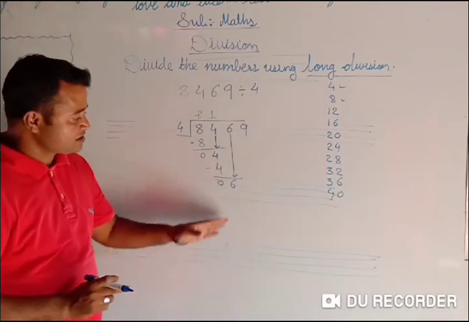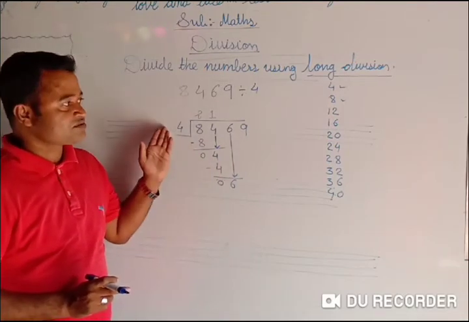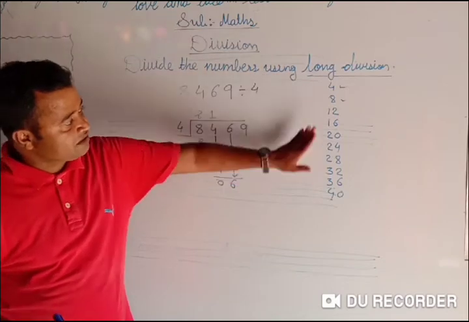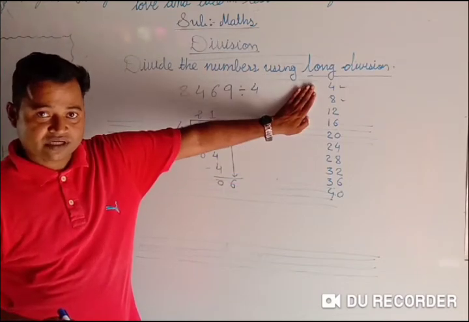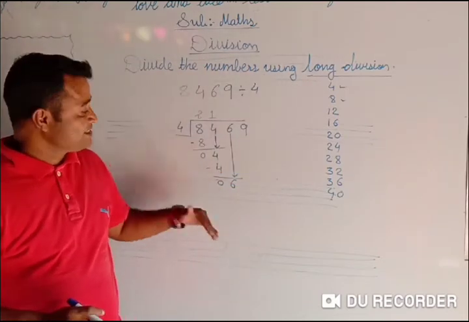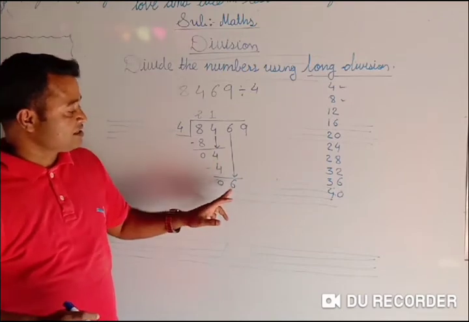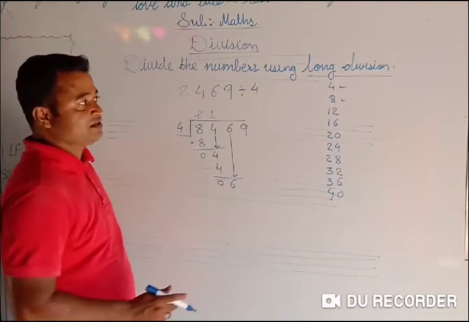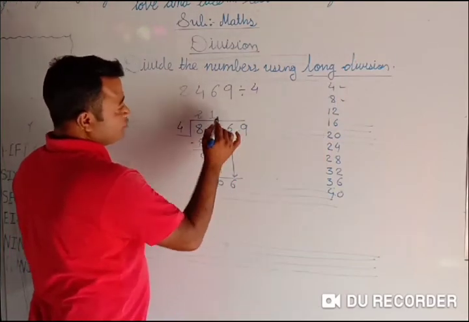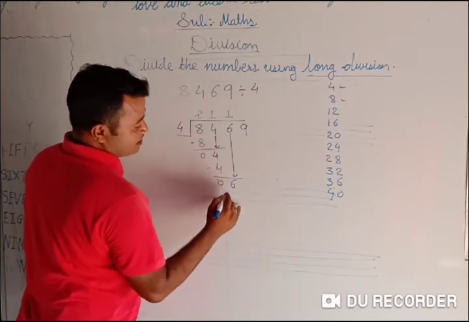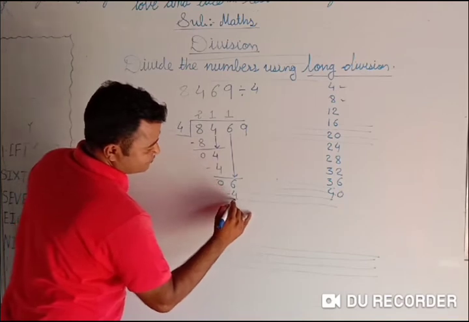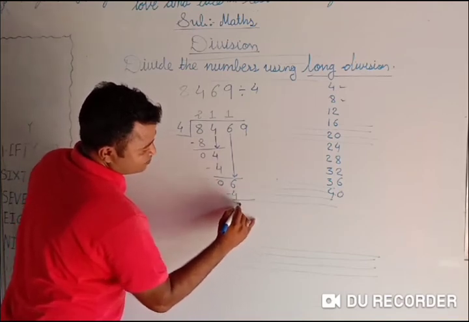I have to ask, does 6 come in the 4 times table? If you see in the 4 times table, there is no 6. Right? So my answer is no. Then the second question I have to ask myself is, which is the smaller number than 6 that comes in the 4 times table? The answer is 4. 4 ones are 4. If I subtract 4 from 6, my answer will be 2.